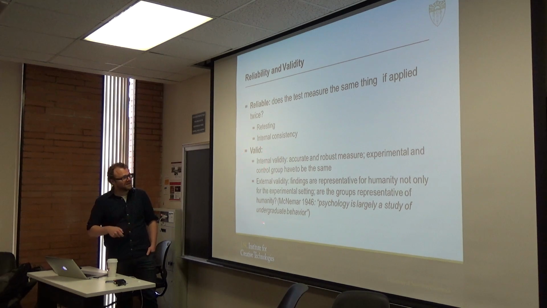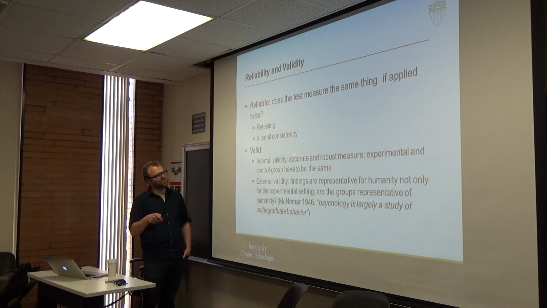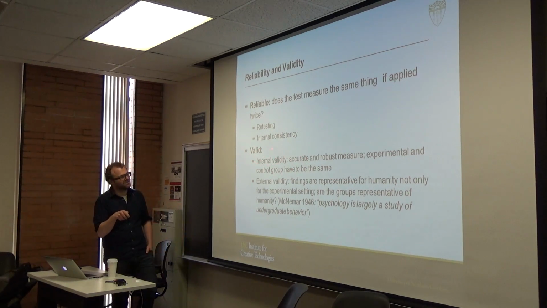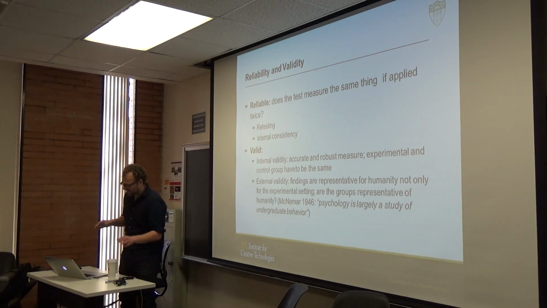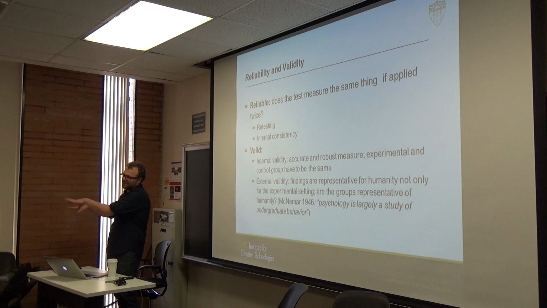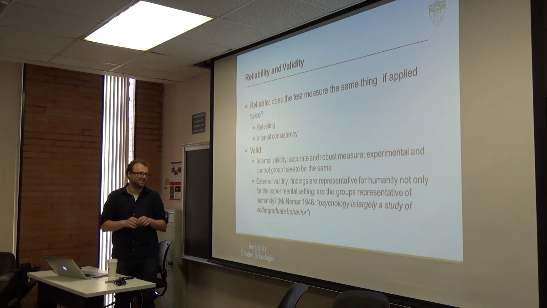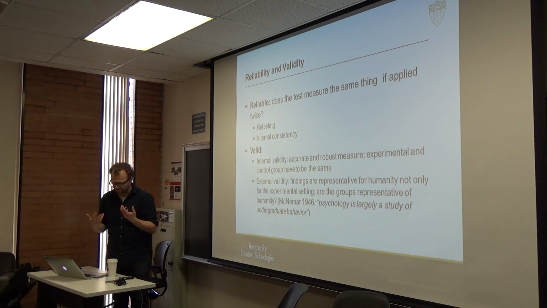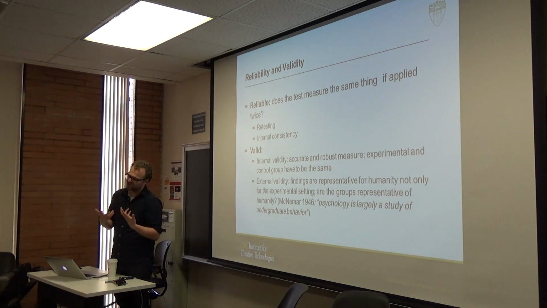And then there's another consideration about validity, and there's two validity considerations. Internal validity, which is accurate and robust measures, experimental and control group have to be the same-ish. So you can't just have, as I said, young people in one group and older people in the other group. That would not be good internal validity.